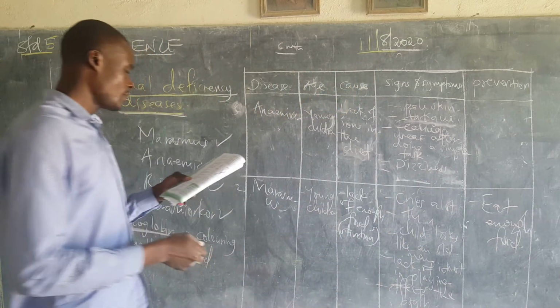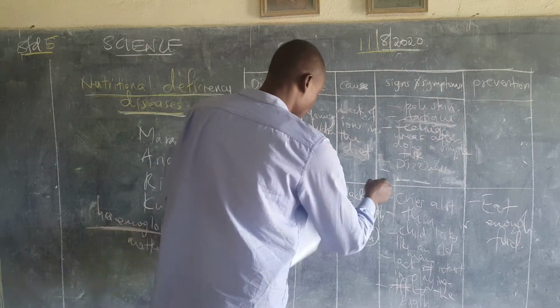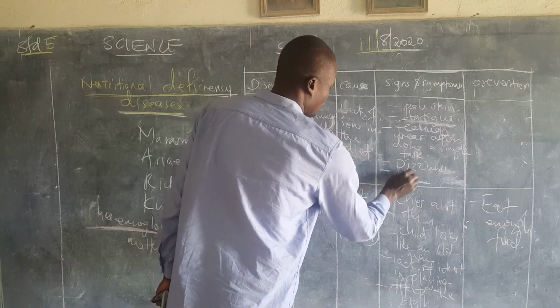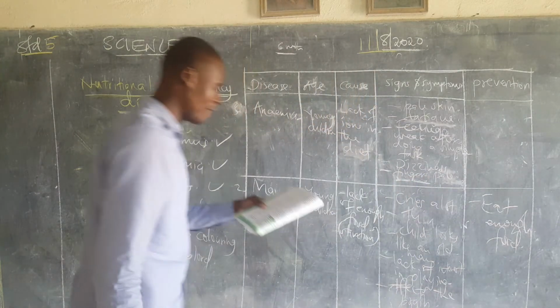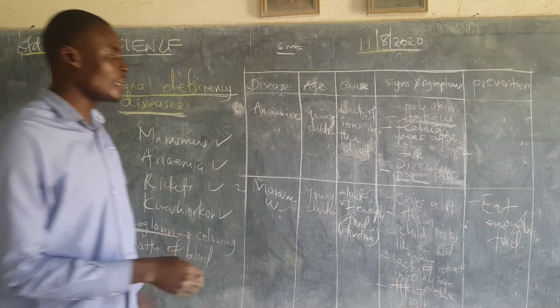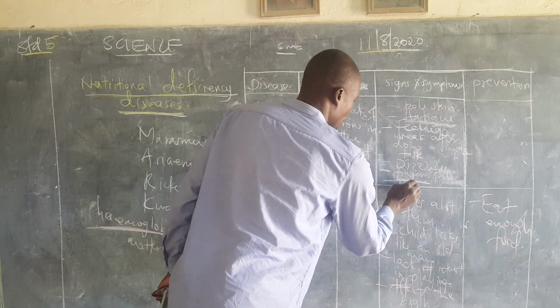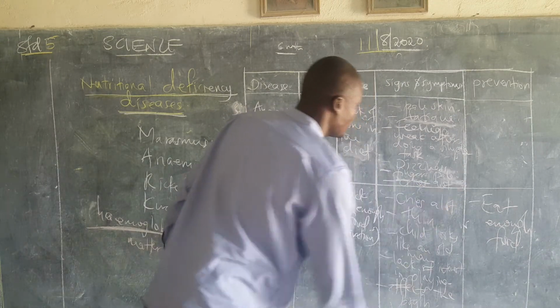Dizziness is also there. Then the fingers, eyes, gums, and palms appear pale. Even the fingers are pale. And then lastly, one feels lightheaded and the child cries a lot. We also have crying here, cries a lot, and so on.